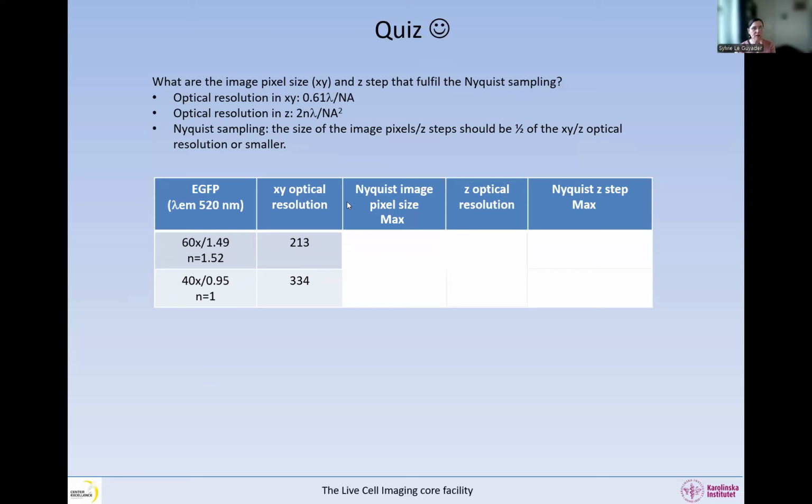Which image pixel size will fulfill the Nyquist sampling criterion? How do we figure that out? The size of the image pixels, or Z step, should be half of the optical resolution or smaller. So we can say 106. It should be smaller than 106.5. All we do is take this value, divide it by 2, and this is the maximum size. So it should be smaller than that. What about the other one?